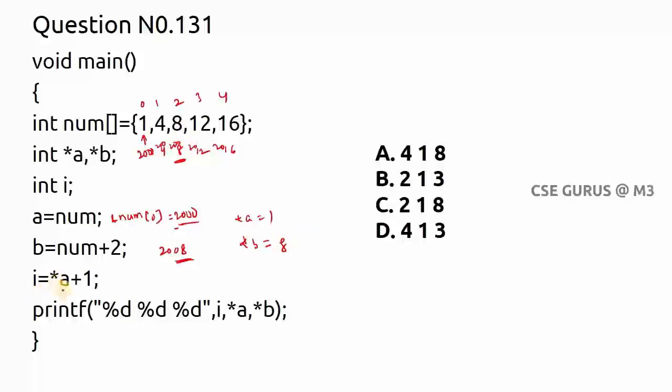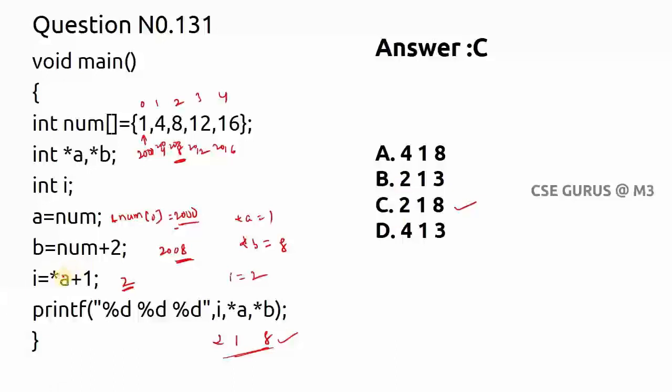Now coming to this one, pointer A plus 1. What is pointer A? The value, that is 1. 1 plus 1 equals 2. So it will take the value of I equals 2. So printf I value is 2, pointer A value is 1 and pointer B value is 8. Like this it will take. The answer is 2 1 8. Option C is correct.